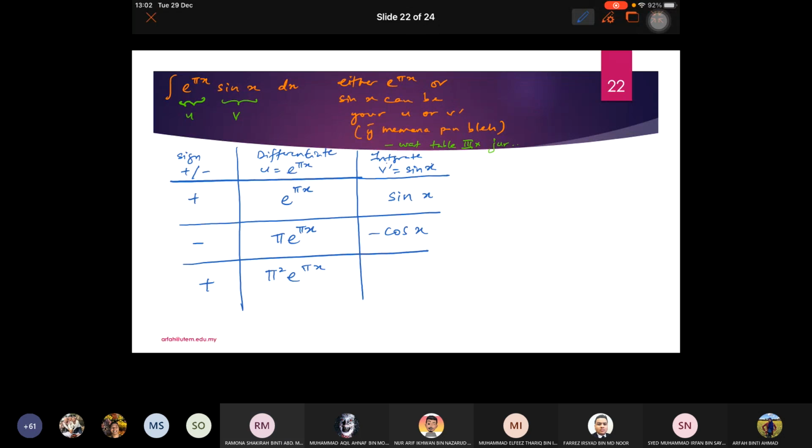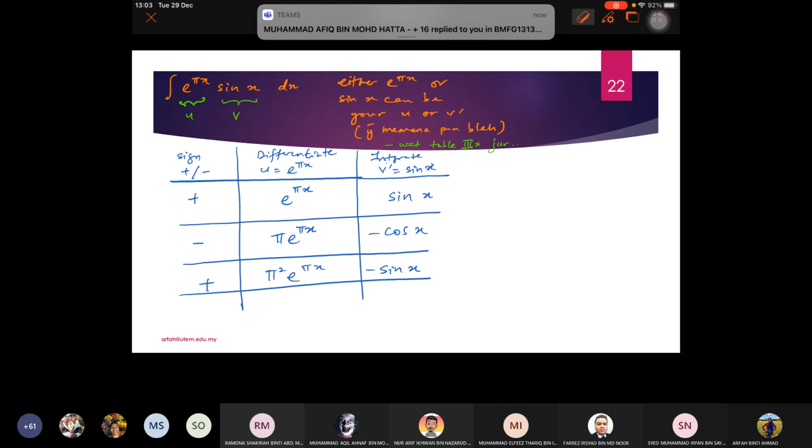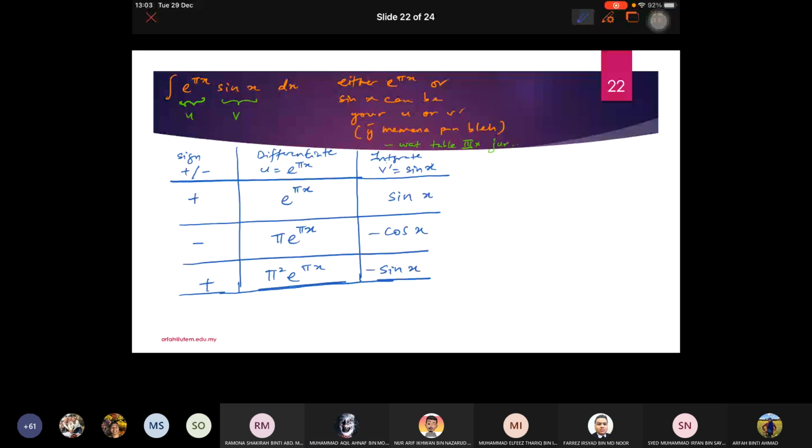And integration of negative cos x is negative sin x. So you are going to have this one as your negative sin x. So we do it 3 times only and then stop. Miss, in this case it is always 3 times only? 3 times only. Why 3 times? If you differentiate any function, sin function or exponential function, it will never become zero. That is why we only do it up to 3 times. So 3 times and stop, but there is another condition.